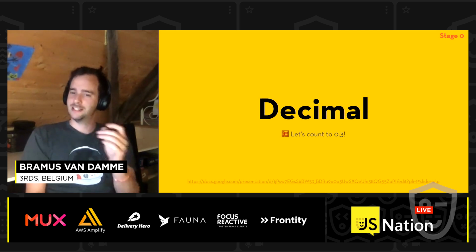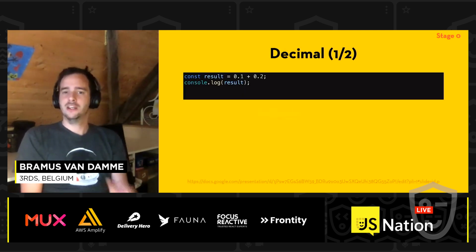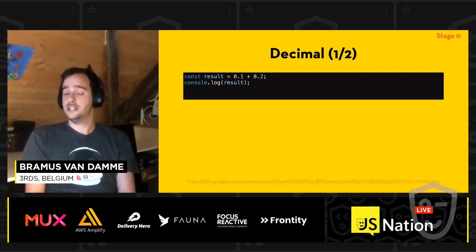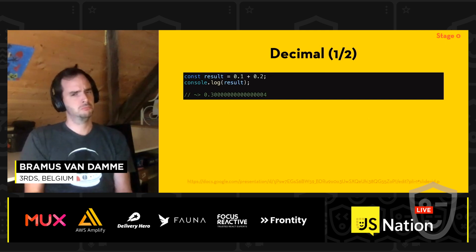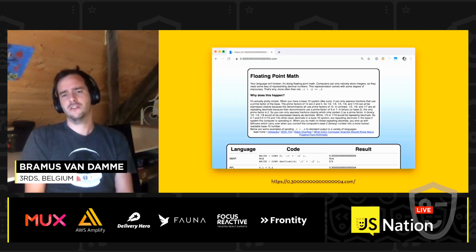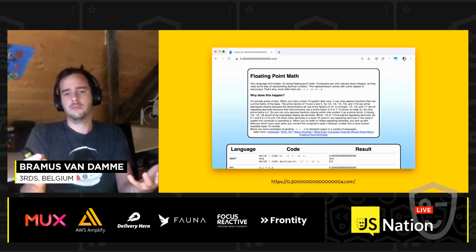And decimal, let's count to 0.3. This is a nice one. If we add 0.1 and 0.2 in JavaScript, we get back 0.30000000000000004. Weird. Is this a fault with JavaScript? No, it's not a fault with JavaScript. It's a fault in computers. Basically, they're bad at floating point math.